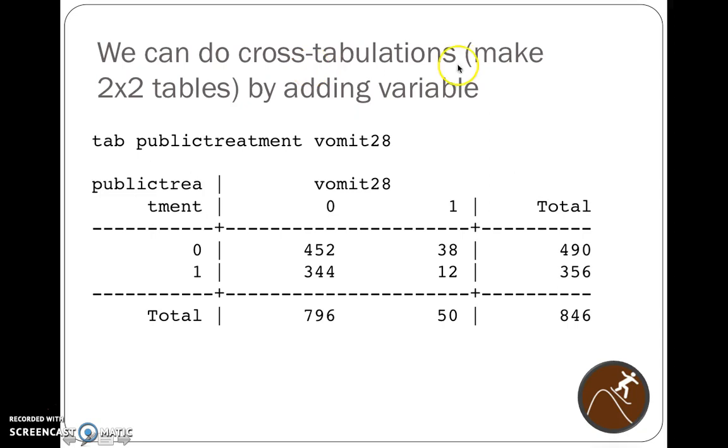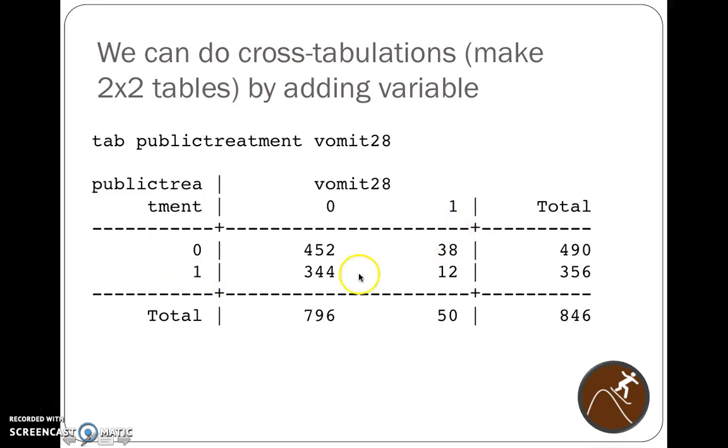Stata can do crosstabs, so we can make a 2x2 table. Now this might look backwards from the 2x2 table that you might make for an epidemiology class, but you could still make it fit those numbers if you wanted to twist things around to make it work. But for the 2x2 table here, we see that for people who have no public treatment, here's our 490. 38 of the 490, they had reported vomiting. Yes, this is 1 and 0.